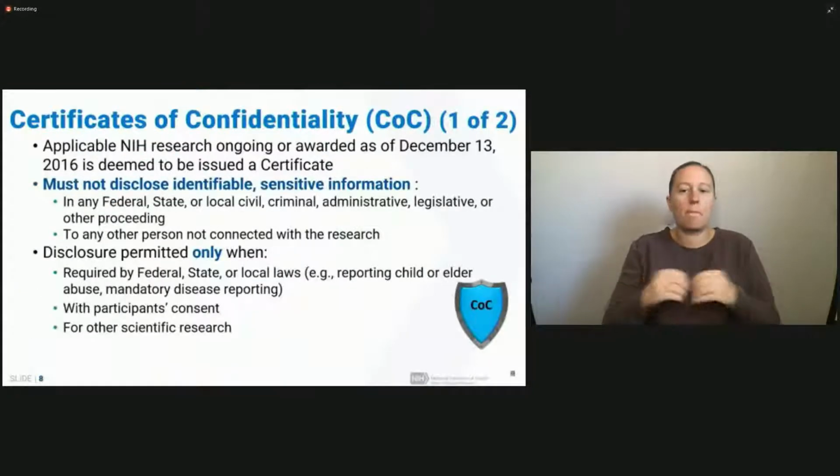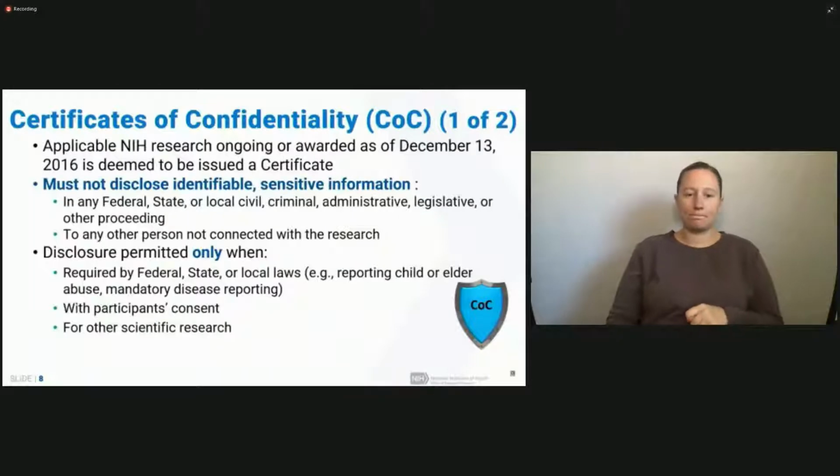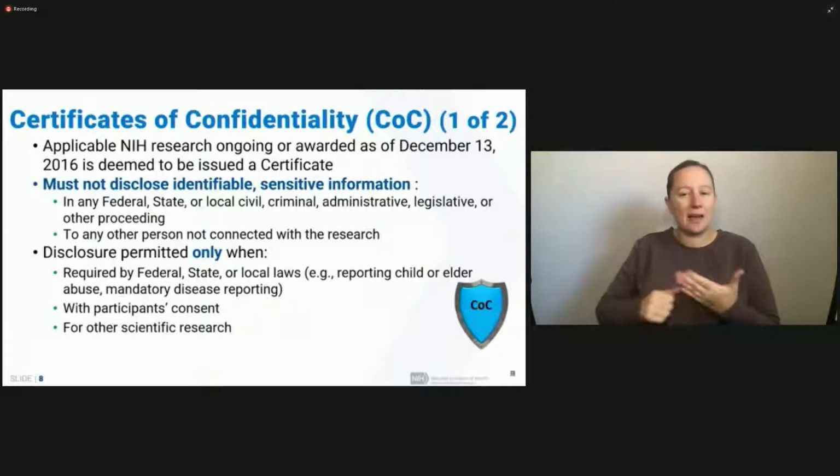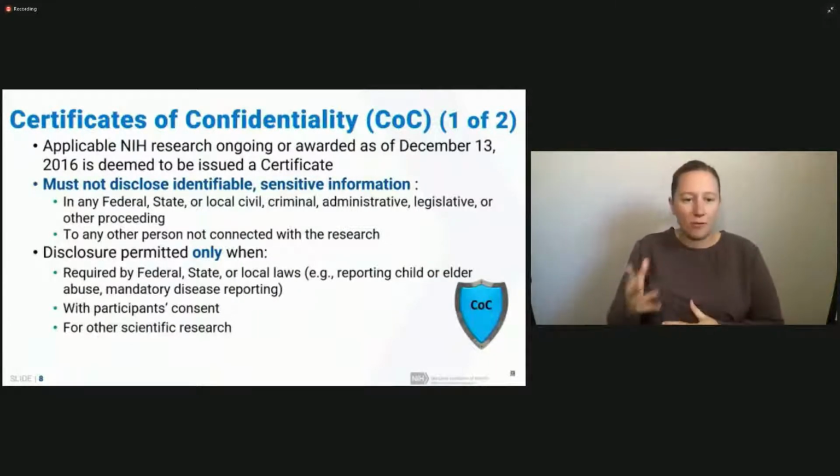So next I'll talk about the Certificate of Confidentiality policy. So all NIH-funded research, which is within the scope of the NIH COC policy, is deemed issued a certificate. So NIH has placed the responsibility on the recipients and their investigators to determine if their research is collecting or using covered information, and would thus have to follow the COC policy.